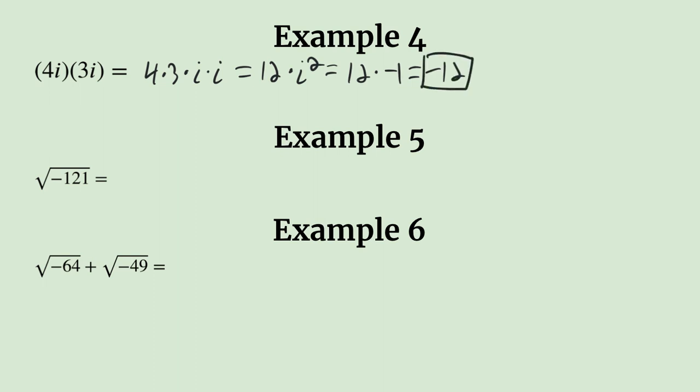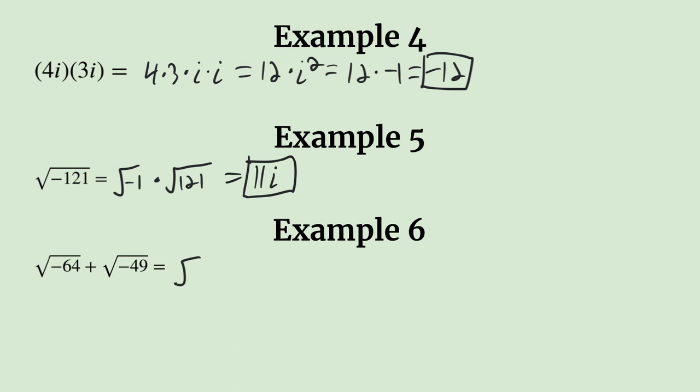Square root of -121. I'm going to separate those out into our two different values there. So square root of -1, we know is i. Square root of 121 is 11. So that would be 11i.